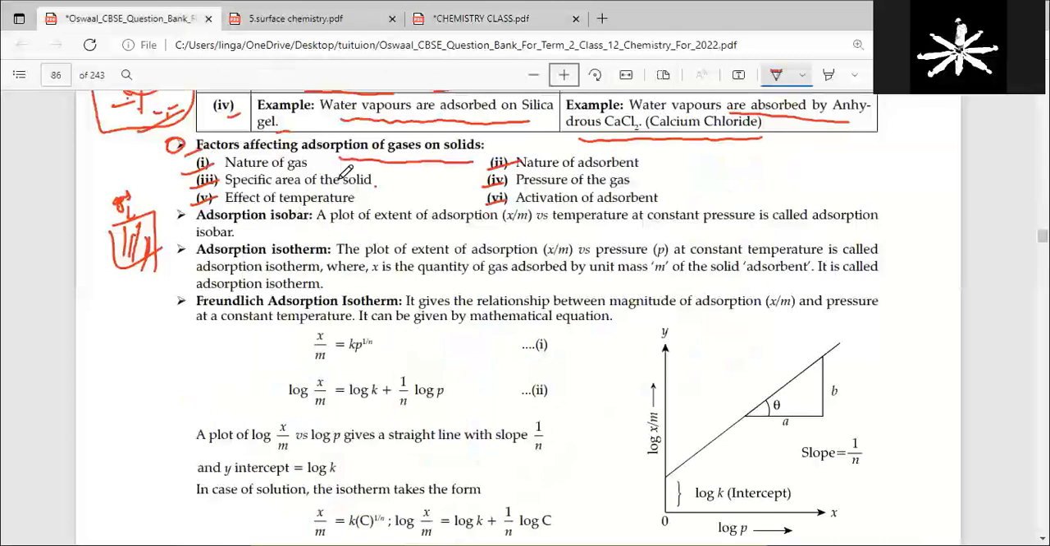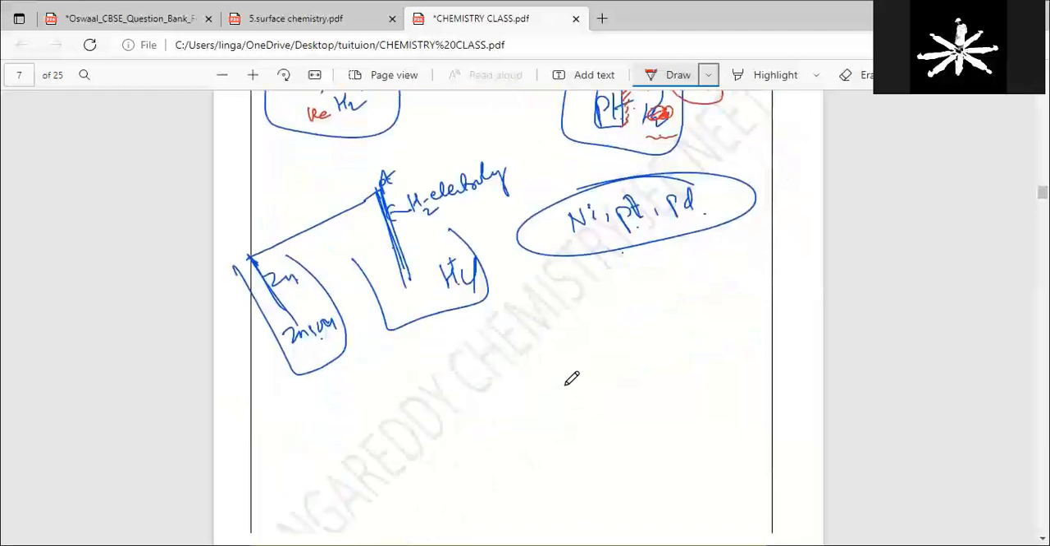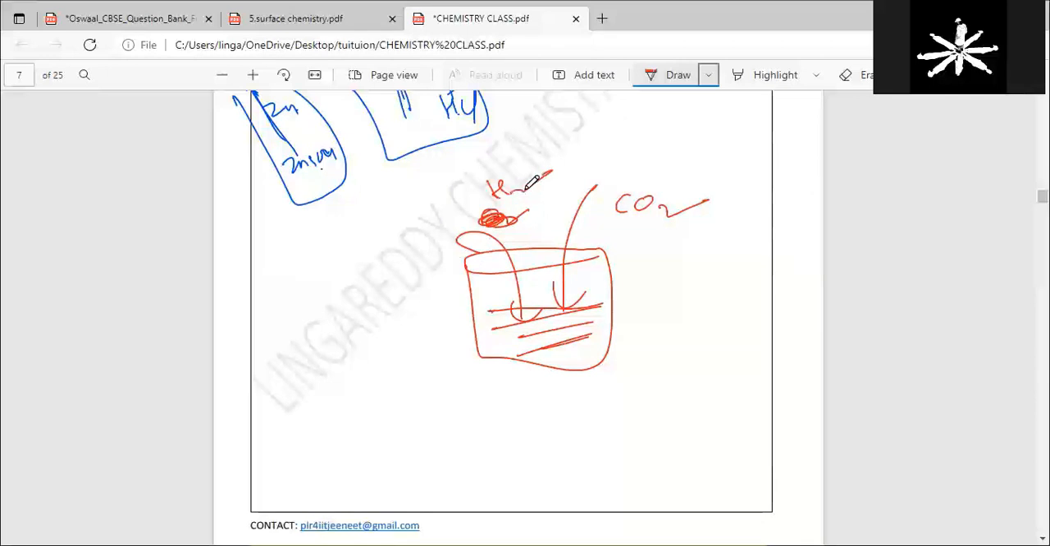Next, nature of the gas. And one more here, nature of the gas. See here, hydrogen gas and helium gas are adsorbing differently. Suppose I take water. Here water is there. I am taking oxygen gas and also carbon dioxide gas. Instead of oxygen, I am taking hydrogen gas, right? Here carbon dioxide gas. Which gas can adsorb more in the water?